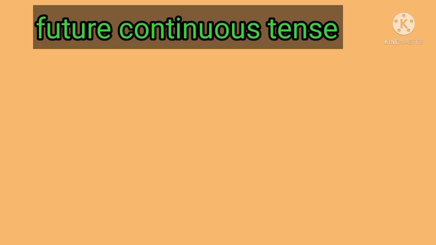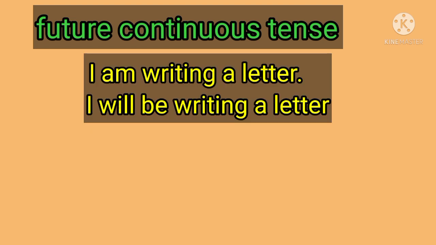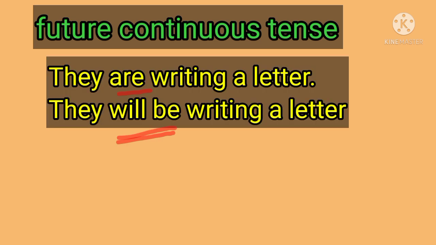The example is "I am writing a letter" in the present continuous tense. Now, "am" is the auxiliary verb used in the present continuous tense, which indicates that this is the present tense. Now this "am" is to be replaced by "will be" or "shall be". So if I replace it by "will be", it becomes: I'll be writing a letter. Or take another example, they are writing a letter. In that case, it becomes: they'll be writing a letter.